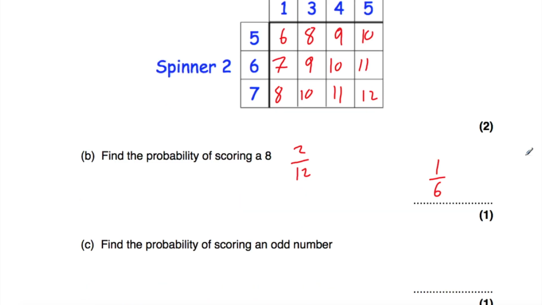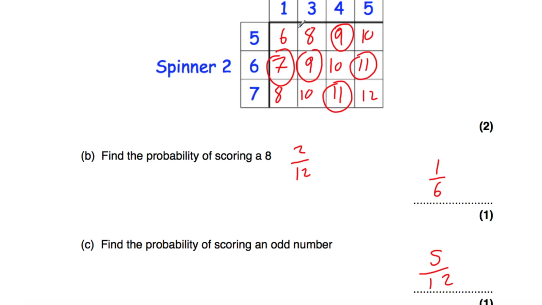Okay, part C. Part C says find the probability of scoring an odd number. So let's circle the odd numbers. 6, no. 8, no. 9, yes, that's 1. And then 7, 9, 11, and 11. So we've got 1, 2, 3, 4, 5 odd numbers out of the 12. So that's going to be 5 out of 12 or 5 12ths. And that can't be cancelled down. So the probability of scoring an odd number is 5 12ths.